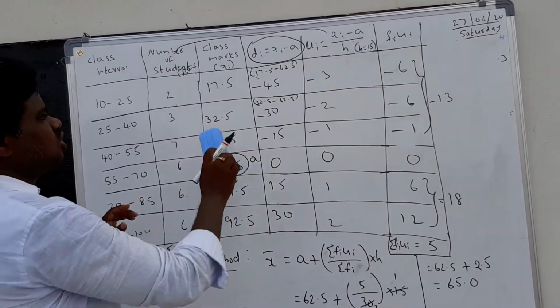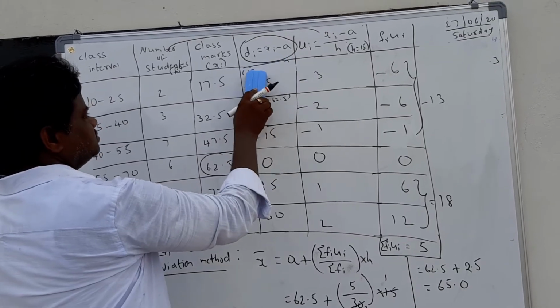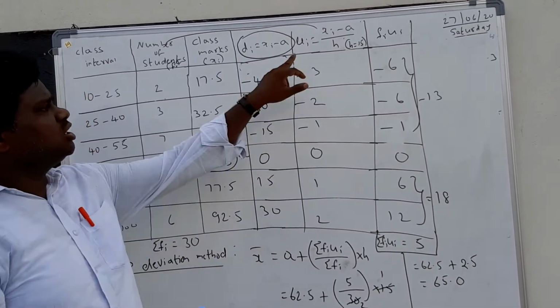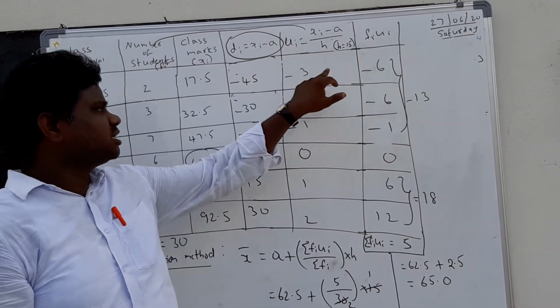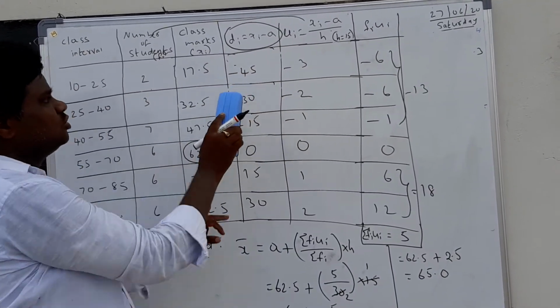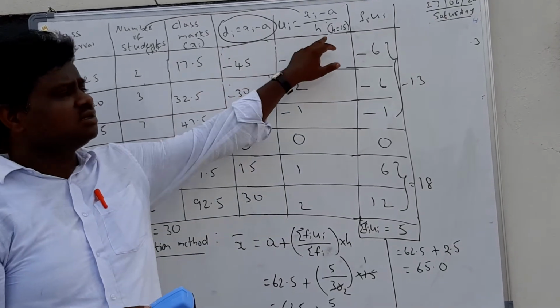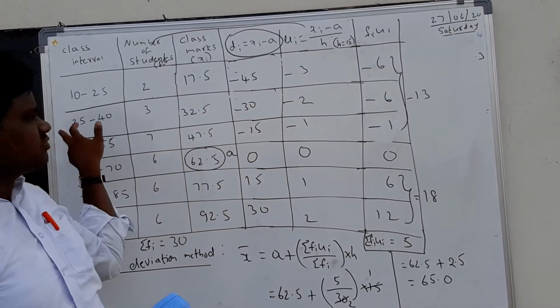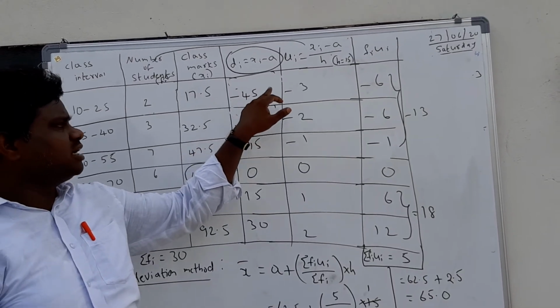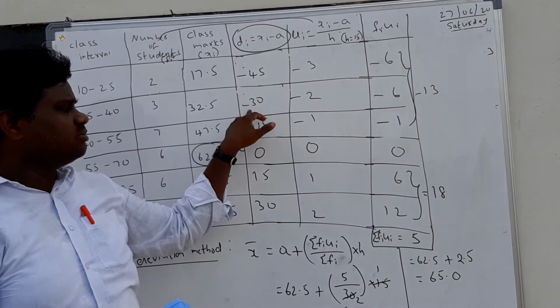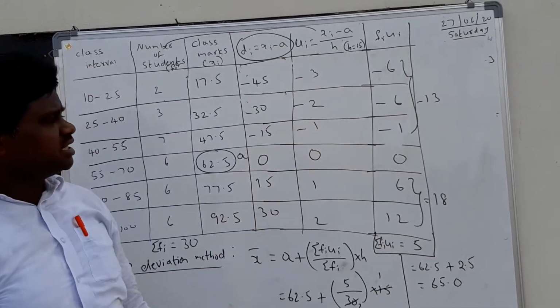After that you have to calculate Ui. Ui is equal to Xi minus A by h. That means each Di value you divide by the class size. Here the class size is 15, so minus 45 by 15 means minus 3. Minus 30 by 15 means minus 2. You will get the Ui.